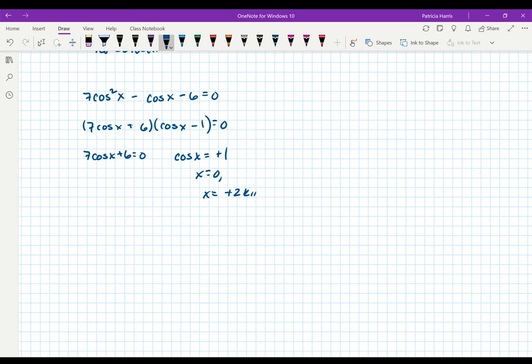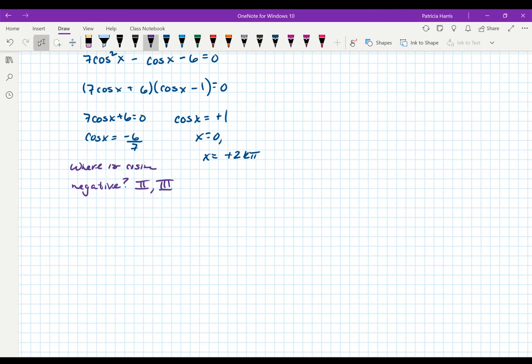plus 2k pi. Now this one, on the other hand, this is where it gets interesting. So this gives me a cosine x value of -6/7. That's not on the unit circle. So I have to ask myself, where is cosine negative? So that's quadrant 2 and quadrant 3. So I have to make sure I get two answers, in quadrant 2 and quadrant 3. So let's use my calculator.